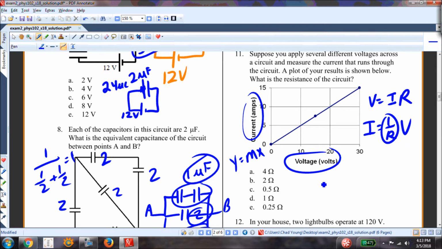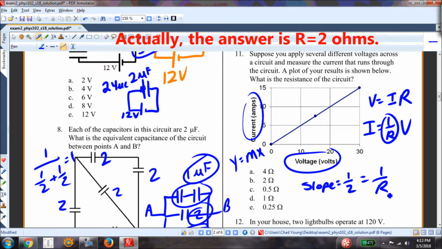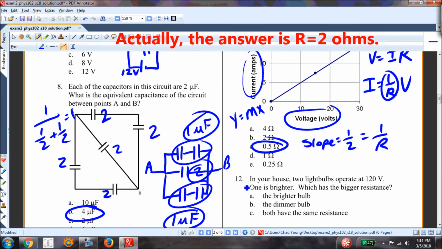So my slope is 1 over R. I can also see that my slope is equal to 1/2, right? Rise 15 over run 30. So my slope equals 1/2, and that's equivalent to 1 over R. So R, solving that for R, is going to equal 2.